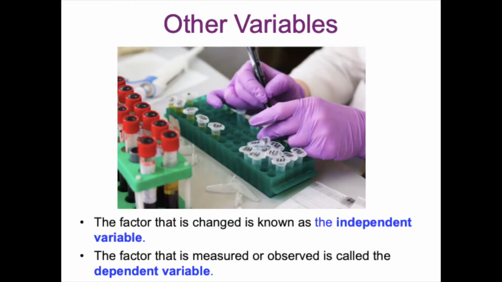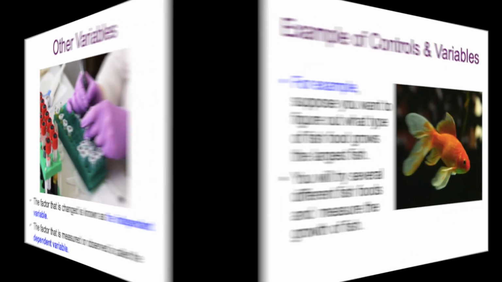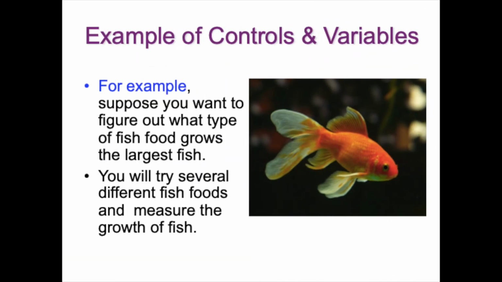So the factor that's going to be changed is known as the independent variable. Whatever factor you're going to be changing within the experiment is the independent variable. And the factor that's being measured or observed is called the dependent variable. Okay, so the way I remember it is that the dependent variable is dependent upon the independent variable that you are changing.